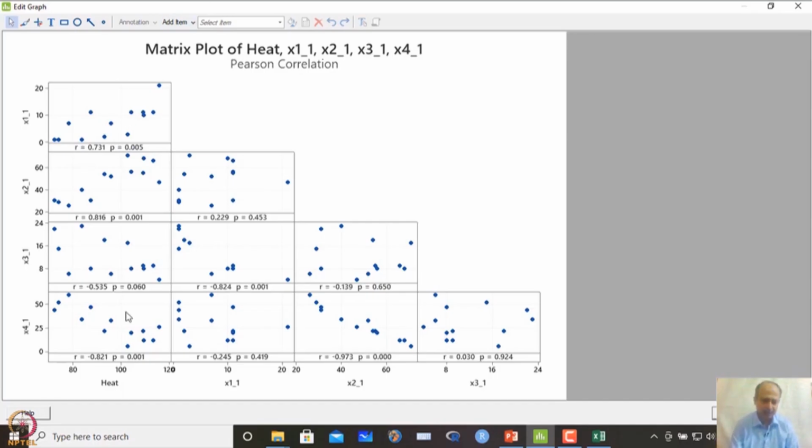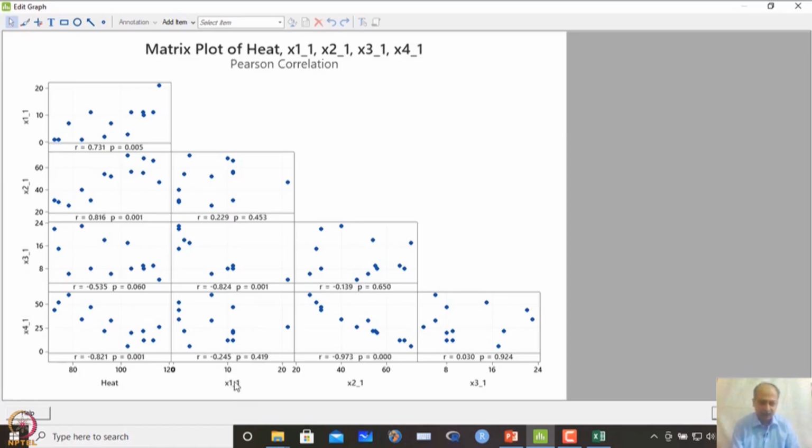So, if I see the first column over here, heat is showing a p value of 0.01 with the x4 variable. So, heat is highly correlated with x4. With x3, it is not so much, the p value is more than 0.05, so we can say that this may not be so significant. But for x2, I see the p value is less than 0.05. With x1, x2 and x4, there is a high amount of correlation existing.